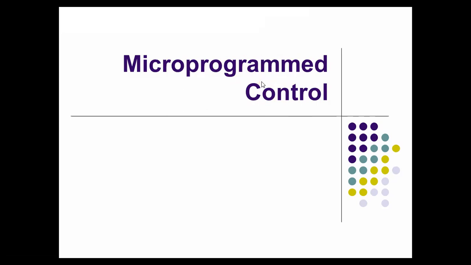In the microprogrammed control unit, we can change the program if we want. That means we add or delete instructions based on our requirement. So here, microprogrammed control unit. What is meant by micro? That means small. Here, if we take an instruction, how will that be executed?